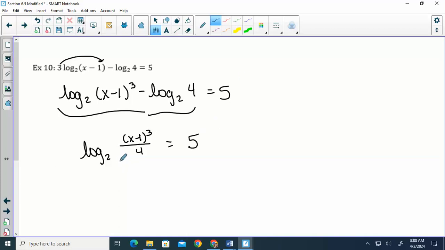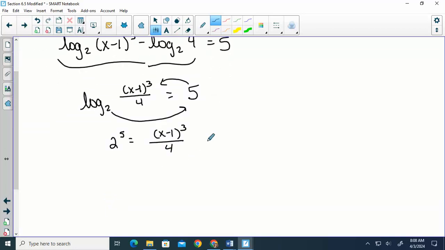Now I have a log just on one side, so now we can change it to exponential. 2 to the power, that's nice, 1 cubed over 4. So we'll have to multiply with 4 over. 2 to the 5th is 32, times 4, 128.